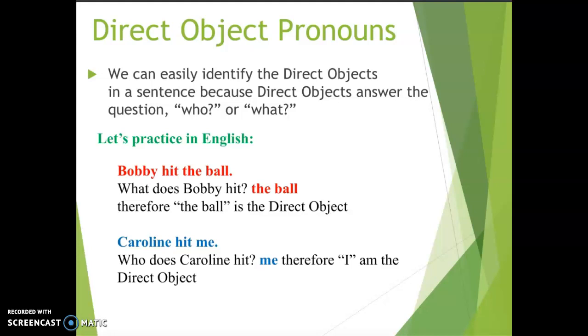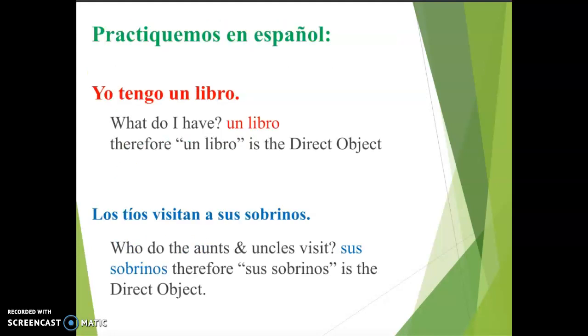Carolyn hit me. Who does Carolyn hit? Me. Therefore, I am the direct object or the person that is receiving the action from the verb. Okay, let's take a look at some similar examples in Spanish.